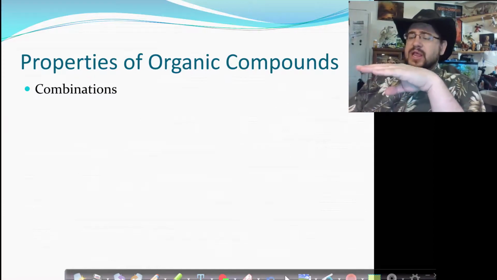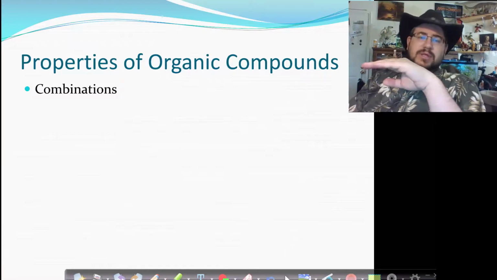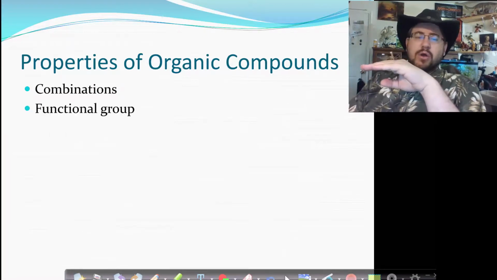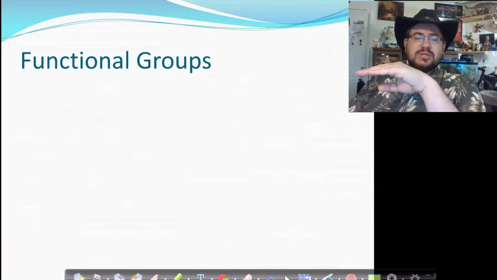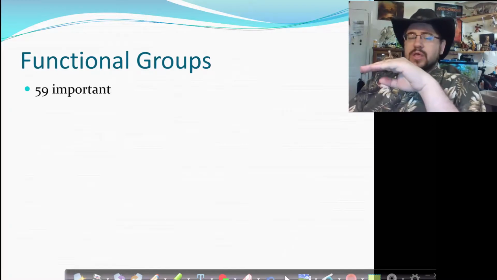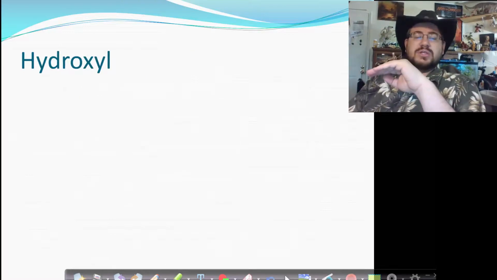So different combinations of these functional groups will confer different properties. These functional groups each have their own specific properties. So they change how we classify them, and they change the properties. So let's go through some functional groups. There are 59 important ones. So let's go ahead and just get started.